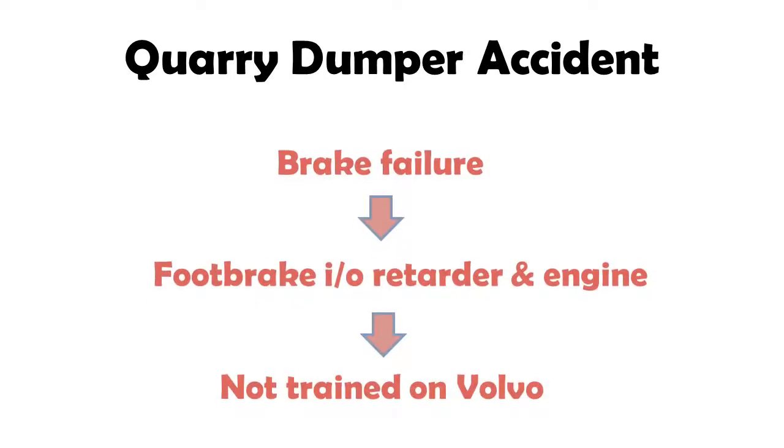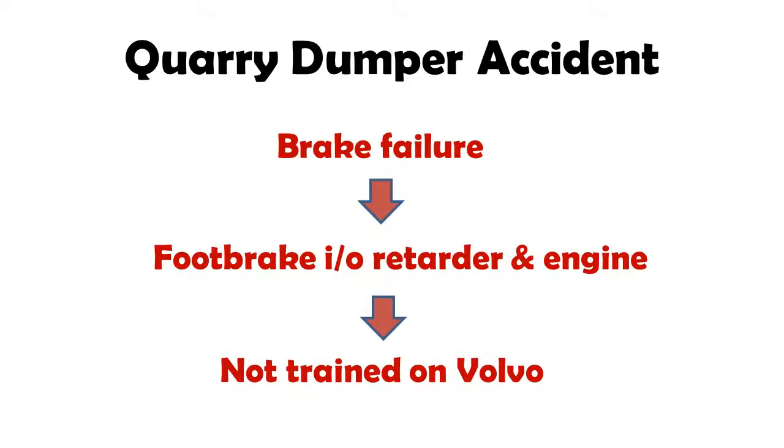Here's another example. A Volvo dumper crashed while working in a quarry. It was due to brake failure and had damage amounting to millions. A root cause analysis team investigated the incident. This was a summary of their findings. It would have been easy to ascribe the cause to operator negligence or poor maintenance, but the team didn't do that.